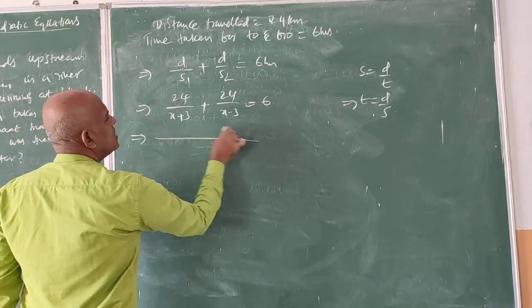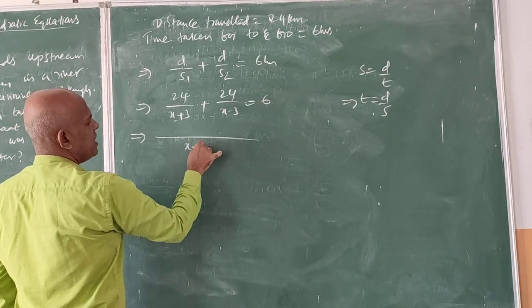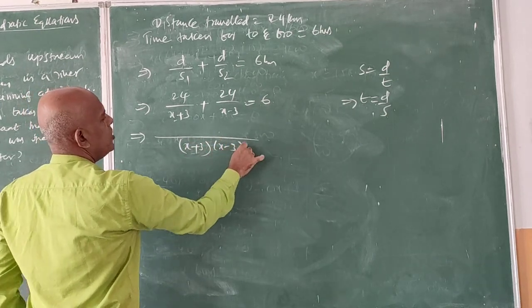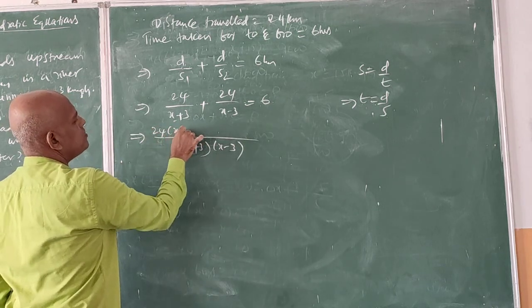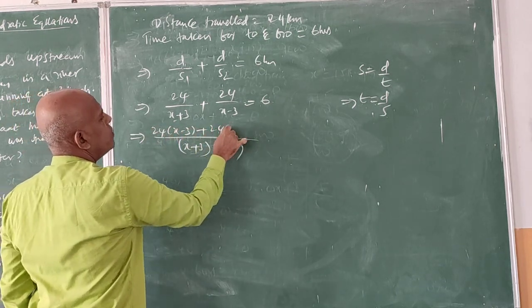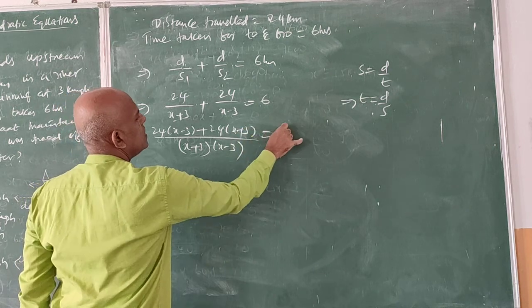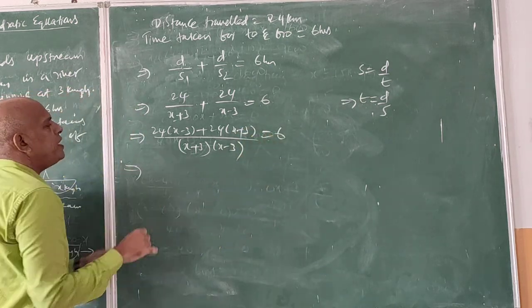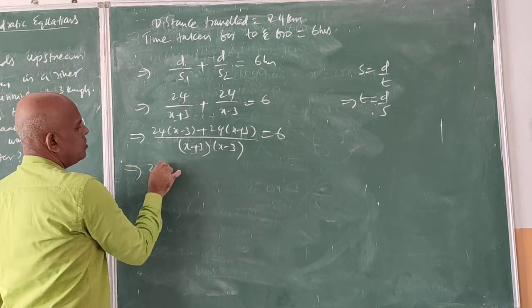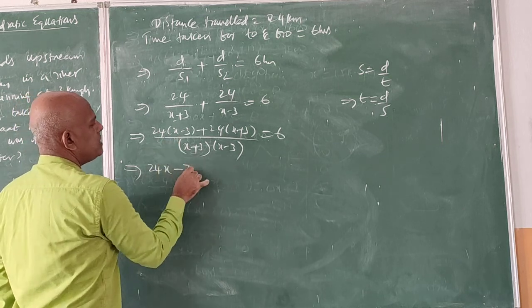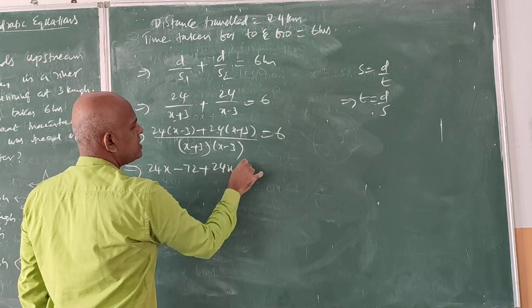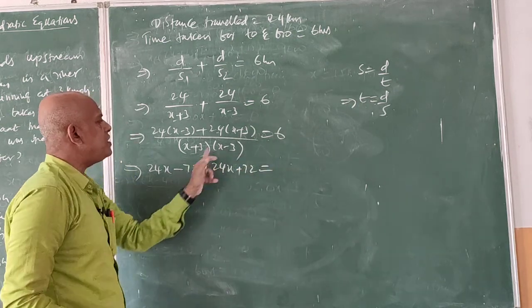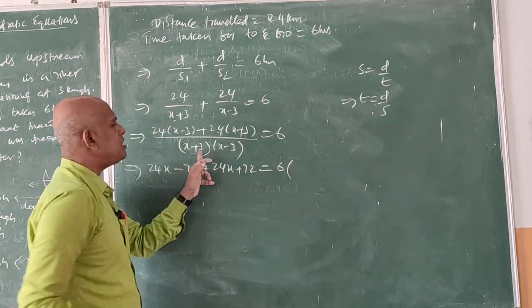That implies the LCM is x plus 3 into x minus 3, the product is the LCM. Cross multiplication: 24 into x minus 3 plus 24 into x plus 3 is equal to 6. So let us multiply now. 24 into x, 24x. 24 into 3, 72. 24 into x, 24x. 24 into 3, 72, is equal to 6 into this one, 6 into x plus 3 into x minus 3.